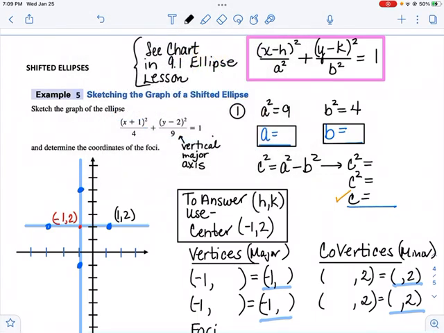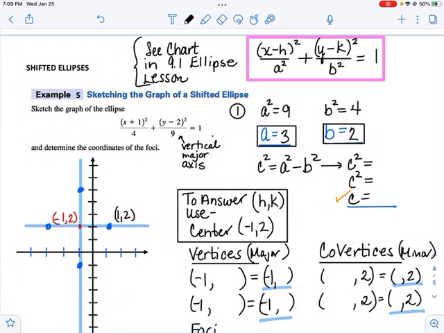So we have the h, k of -1, 2. And then we look at our denominators, and that's right here in red on the graph. And then we have a equal to 3 and b equal to 2, given that we have a squared. Now, this is going to be a vertical axis. Notice that it's the vertical major axis because the bigger number, 9, is bigger than 4. So that's with the y minus 2 quantity squared, major axis.